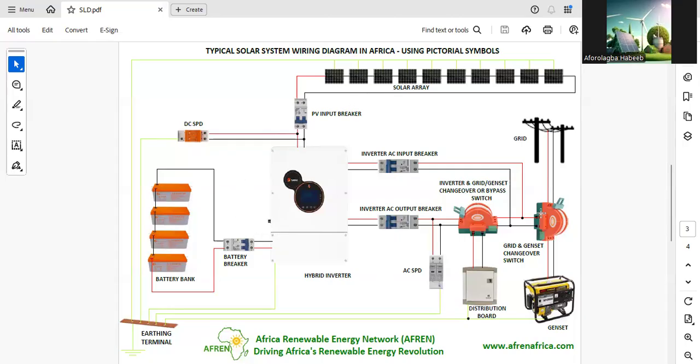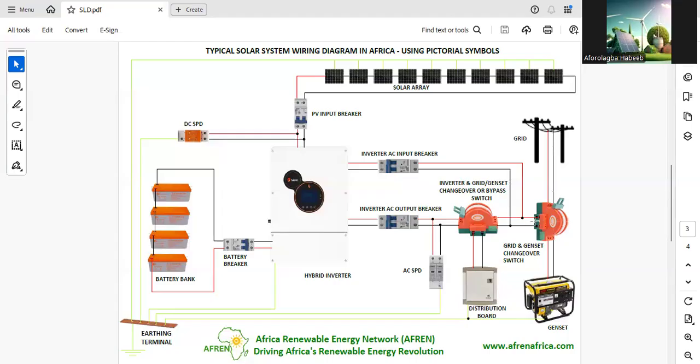Then for the AC side, you have the grid supply coming from the grid. Then after the grid, we are now going to the generator, the genset supply. The reason why we make use of this is that in most African countries, the grid is not reliable. So most households, most businesses, have a genset that they use as an alternative. So we have a changeover here. Whenever the grid is not available, someone can change to the genset. That's why we have this changeover here.